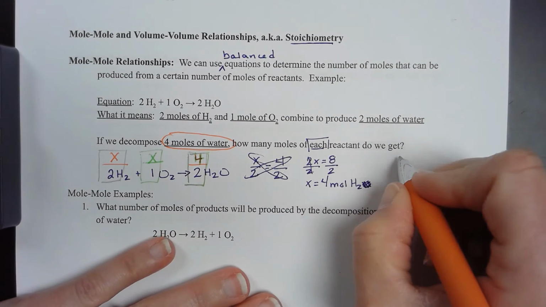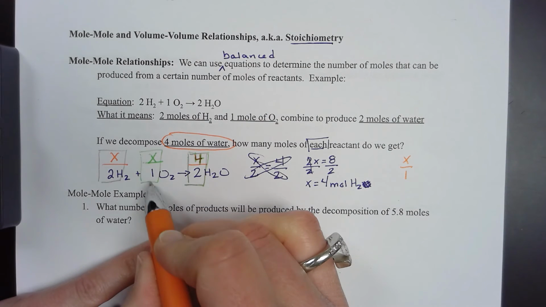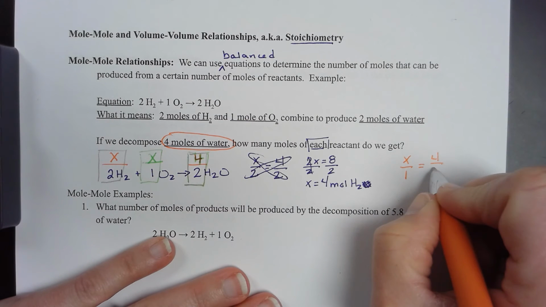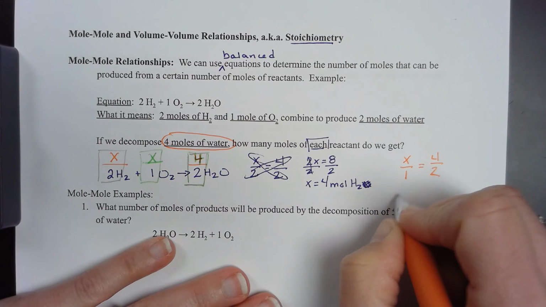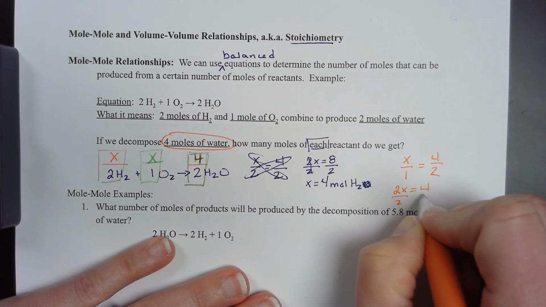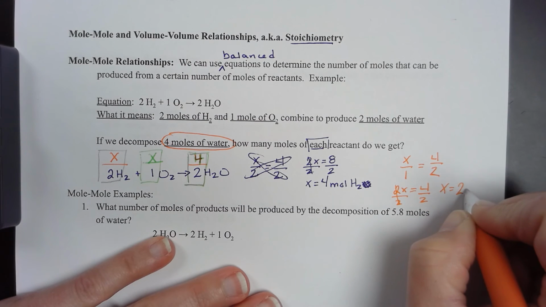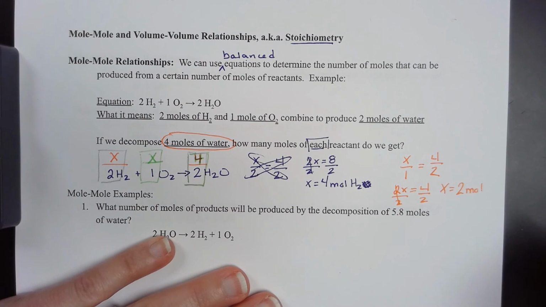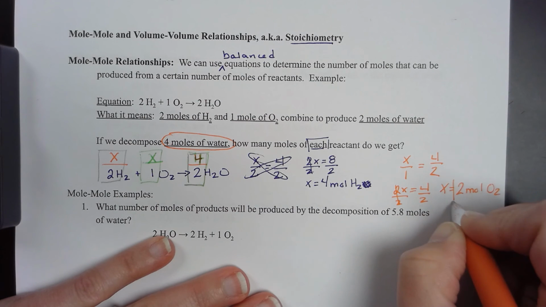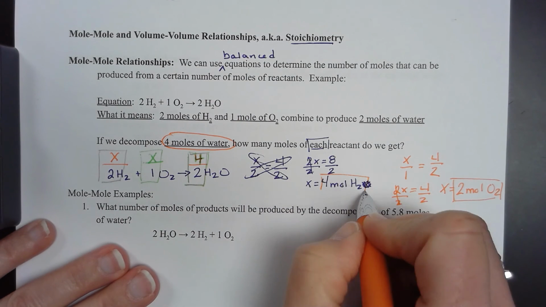And we end up with x over 1, which I pulled right from here in the equation, equals 4 over 2. When we cross multiply, we end up with 2x equaling 4. Divide both sides by 2. X equals 2 moles of oxygen. And there's your final answer for both hydrogen and oxygen.